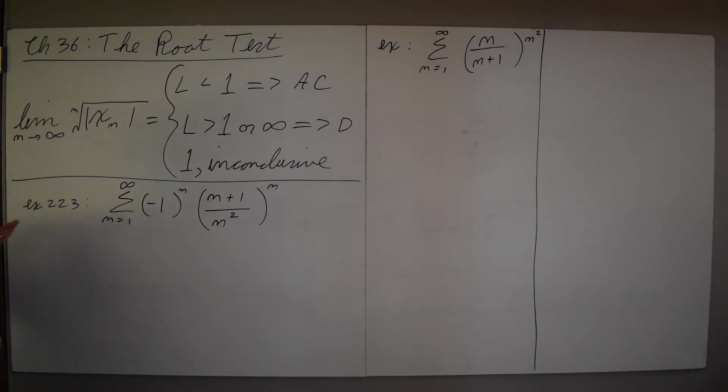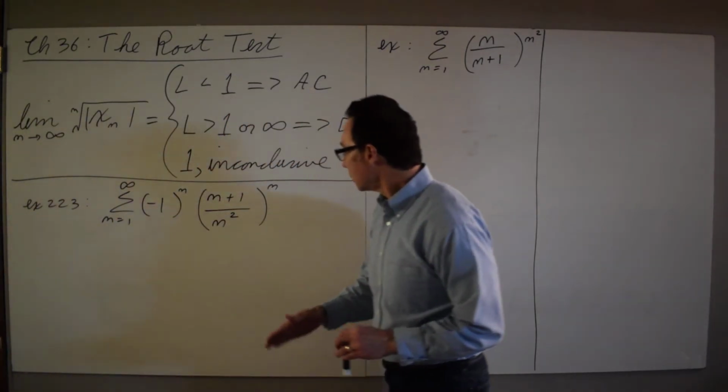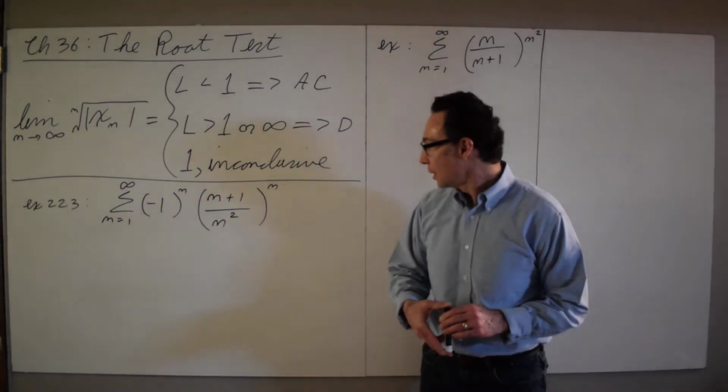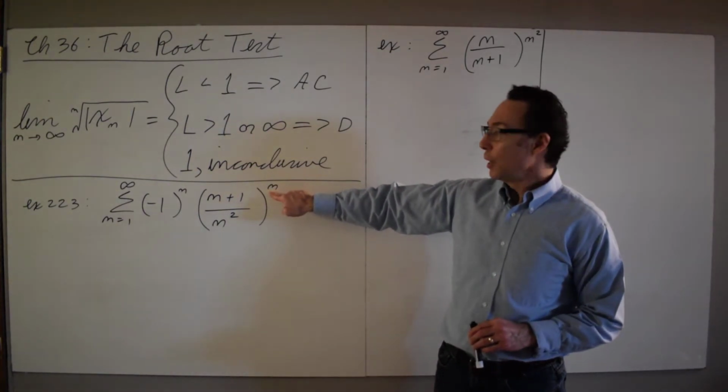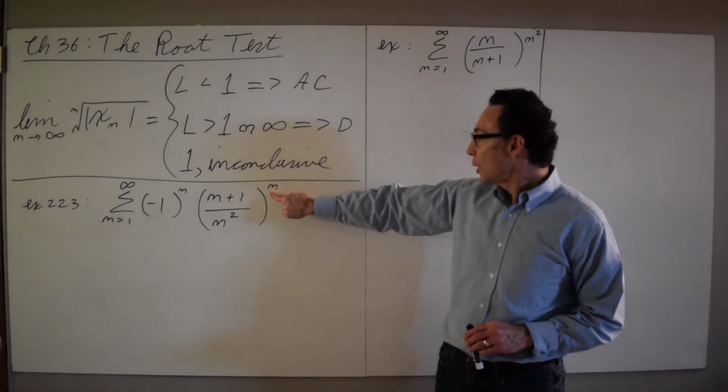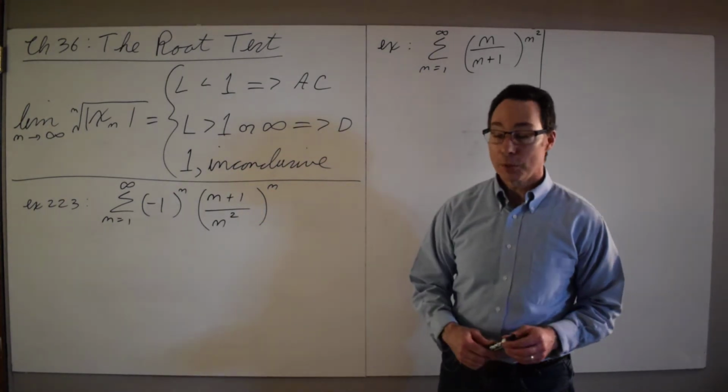So I'm going to do example 223, which is in your notes, and I am also going to do an added example from this chapter that's not in your notes. Using the root test, how do we know when to use the root test? Well, one good indicator is the fact that we have an nth power here. And so when we take the nth root, this power disappears.